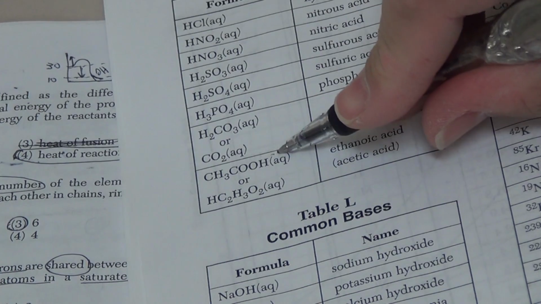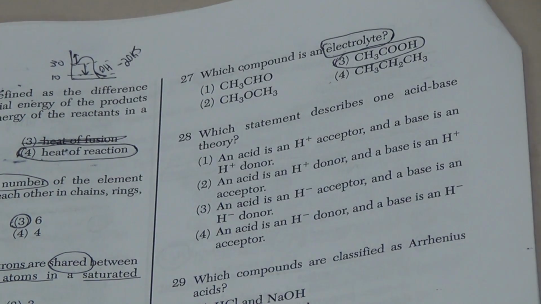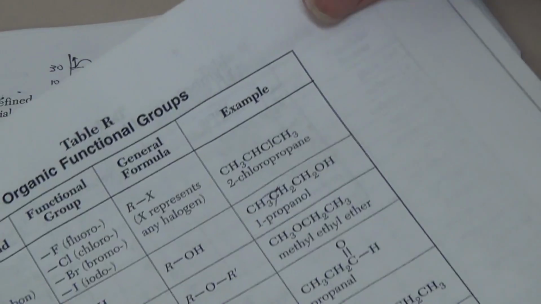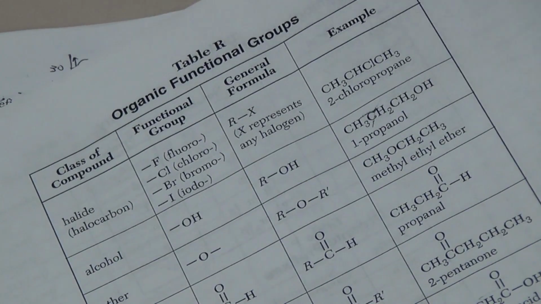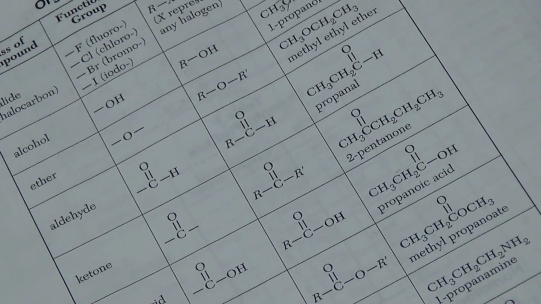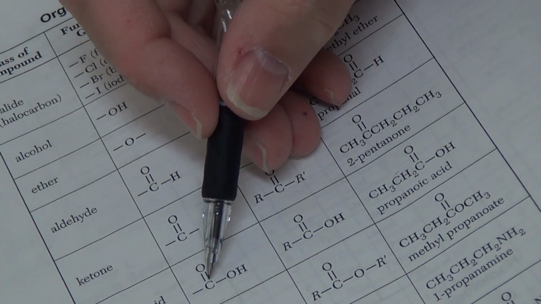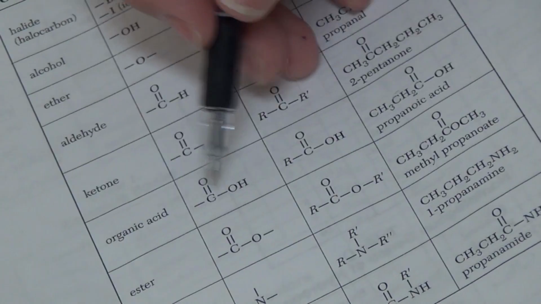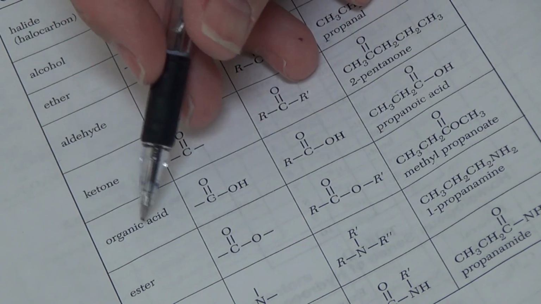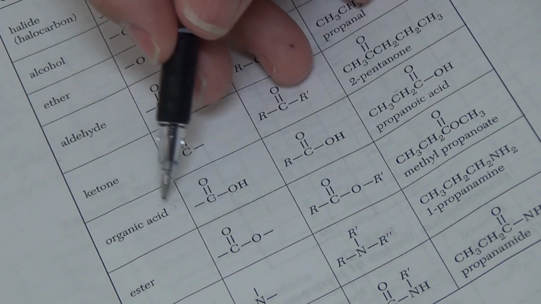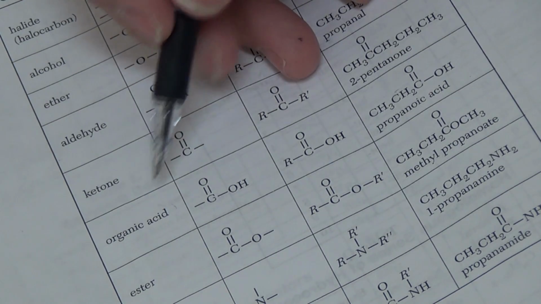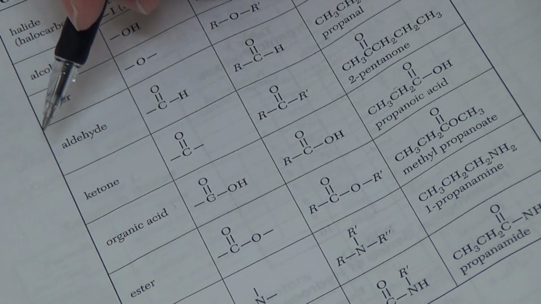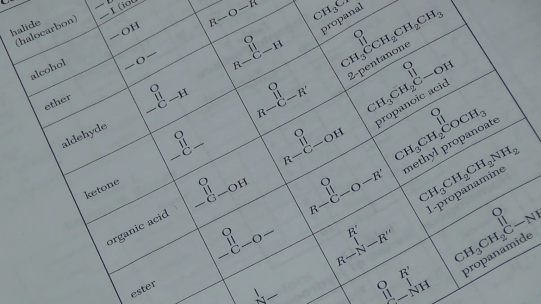Well, not only is it on reference table K, if you take a look at reference table R, you might notice that anything that ends in COOH is known as an organic what? Organic what? Acid. Organic acids can act as electrolytes. Weak electrolytes, but still electrolytes.